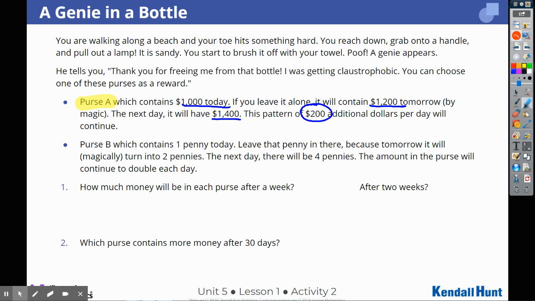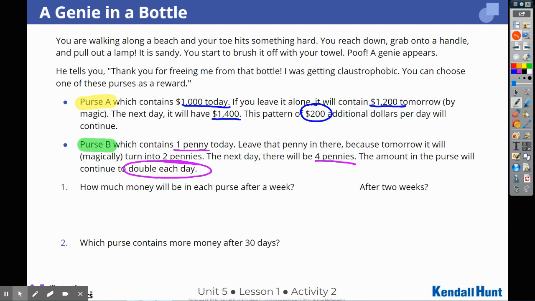Well, what about purse B? So there's a second option here, purse B, and it's going to give you 1 penny. Who's excited? 1 penny, yay! Okay, but if you leave that penny there, it will be 2 pennies tomorrow. I think purse A looks pretty good. Well, the next day, there will be 4 pennies, and so the amount in the purse is going to double each day.